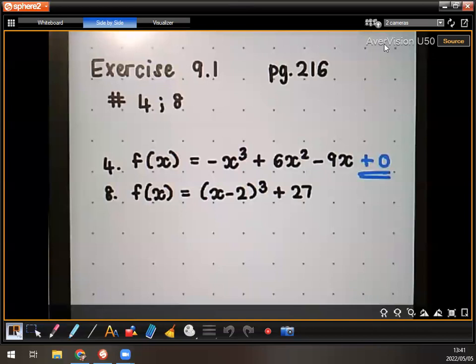Number 8 is also f of x. Okay, I want you guys just to do what we did now in class. Again, you're going to find the y-intercept, x-intercept, turning points, point of inflection, and draw the graph.